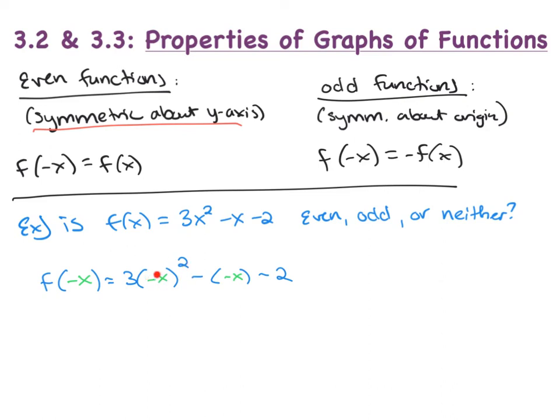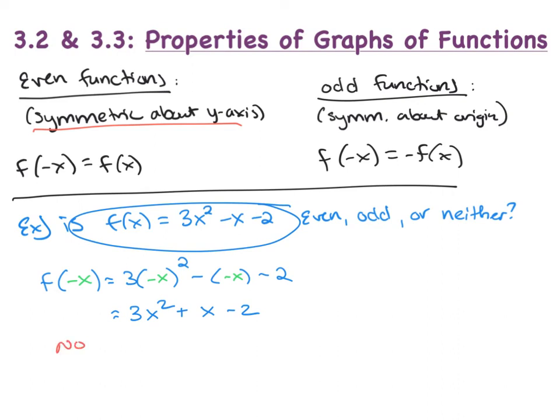So the first set of parentheses, because of the squared, negative x quantity squared is just x squared. So we have 3x squared. However, the second set of parentheses doesn't have an exponent, so it must be a 1. So negative x is positive x, and then minus 2. Clean that up just a little bit. That's better. Okay, well, this is certainly not the same as f of x. So this is not 3x squared minus x minus 2. So it's not even.